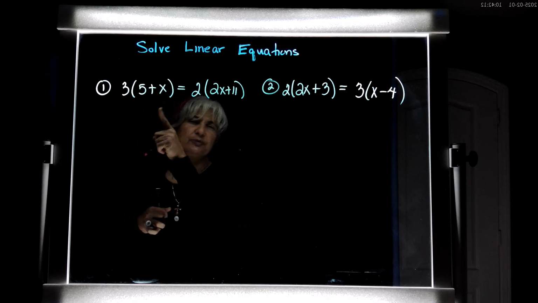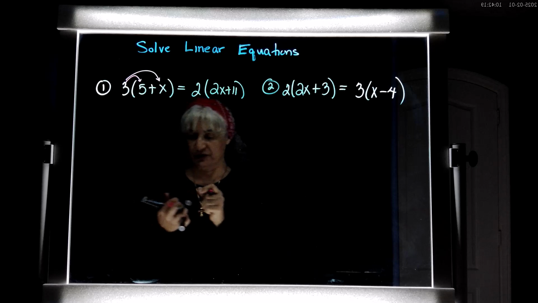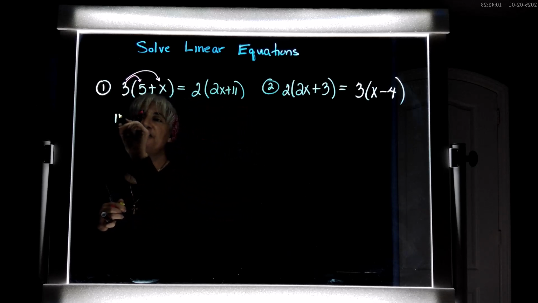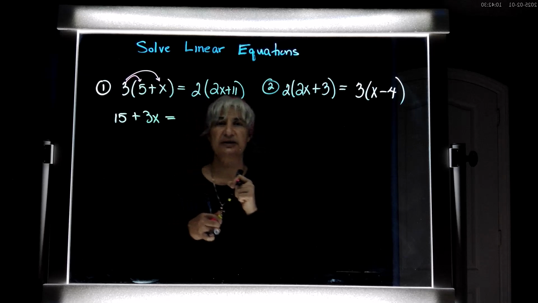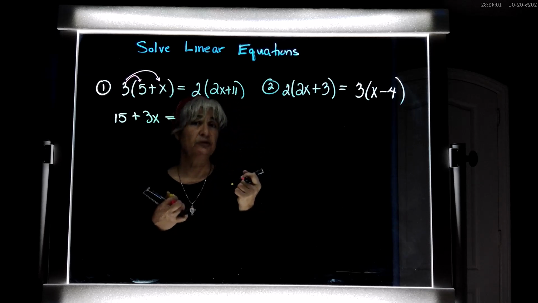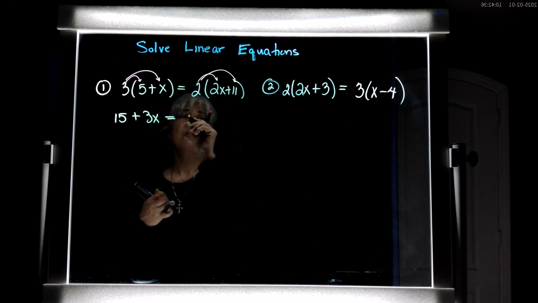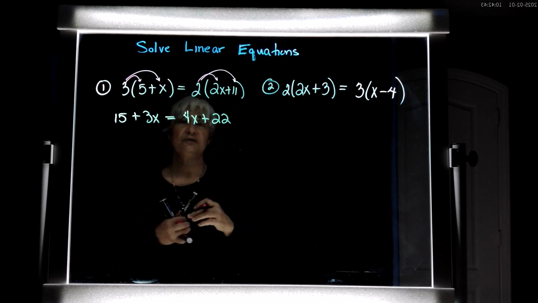How many times are you distributing on the left side? Twice on the left side. So let's do that first. Let's see what it looks like. So what do you end up with? Good. 15 plus 3x equals. Okay, so talk to me about the right side. Good. Distribute twice again because you have two terms in here. Very good. So we have 4x plus 22. Great. Loving it.